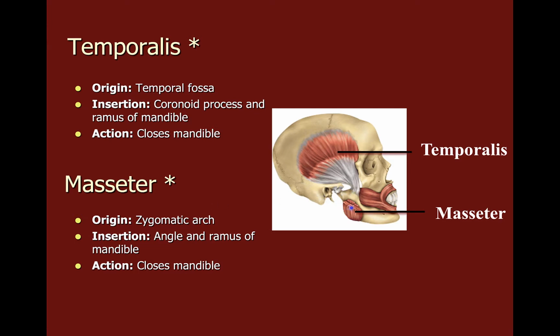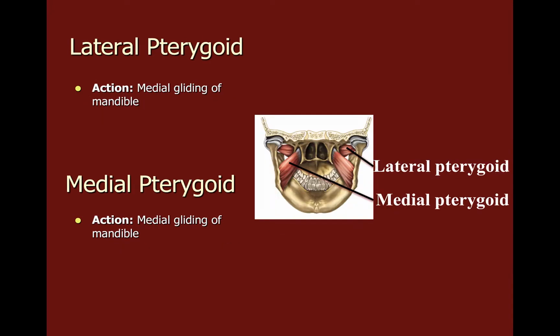Our masseter muscle then originates from that zygomatic arch, and inserts on the angle and the ramus of our mandible, and this again is also going to close our mandible. Our lateral and medial pterygoid muscles, if you remember the sphenoid bone, we had our lateral and medial pterygoids, those bony projections. Both are responsible for medial gliding of that mandible.